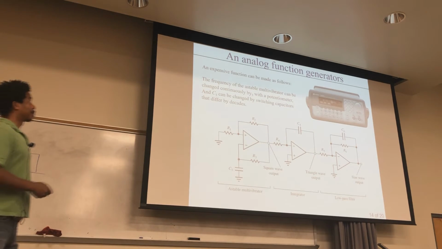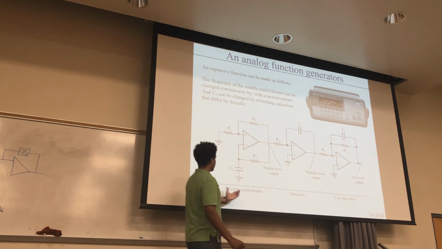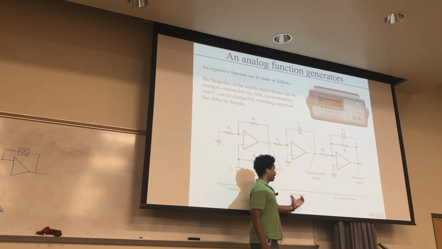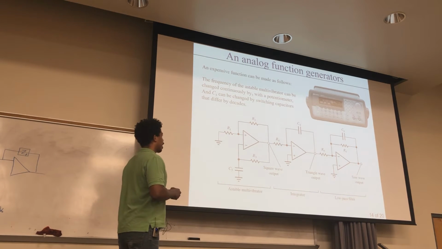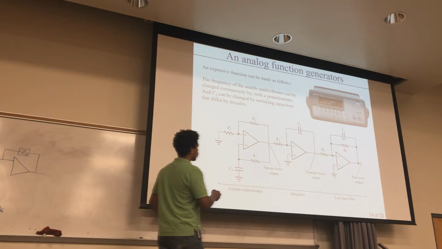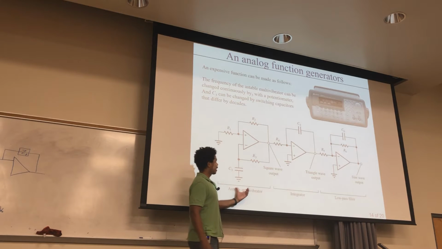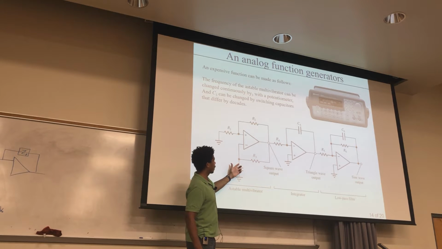Okay, so let's look at this example of making a really inexpensive analog function generator. So we looked at these components before. We just saw the astable multivibrator, right? We also know what the integrator does, and we know what the low-pass filter does. So what you can do is chain these things together, and then at each point, pick off the kind of signal that you want. This right here can give you a square wave output, because we just saw that.